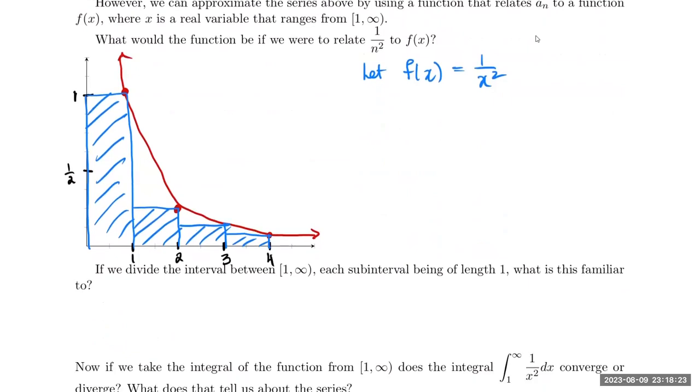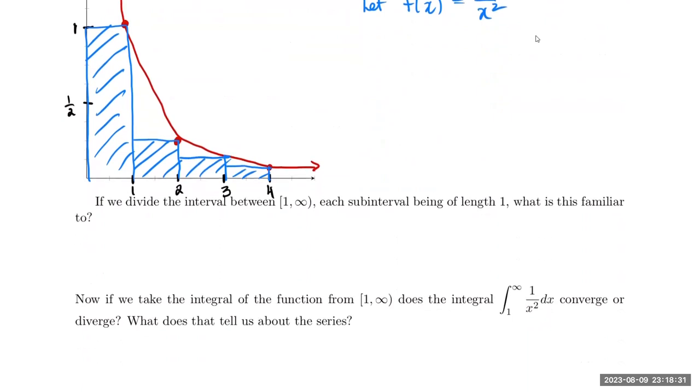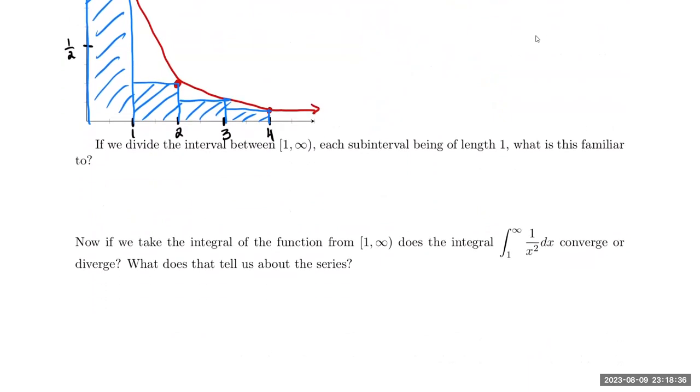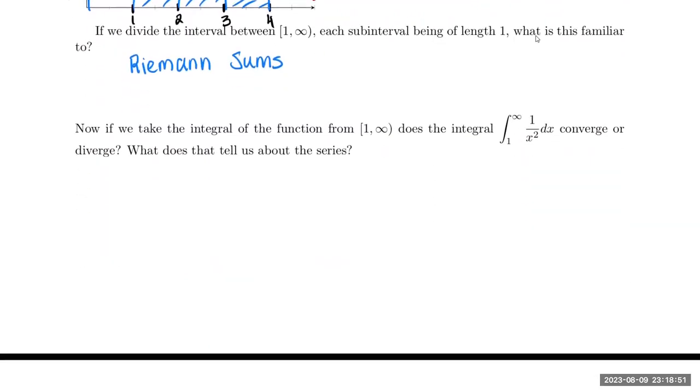Okay, so if we divide the interval between 1 and infinity, each subinterval being of length 1, this should automatically be familiar because this is actually just going to be Riemann sums here. So this is Riemann sums. But this time, the interval that we are considering is going to be 1. So now, if we take the integral of the function from 1 to infinity, does the integral converge or diverge?